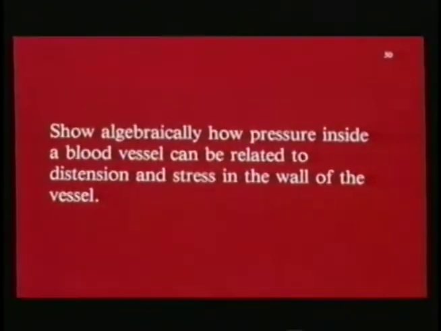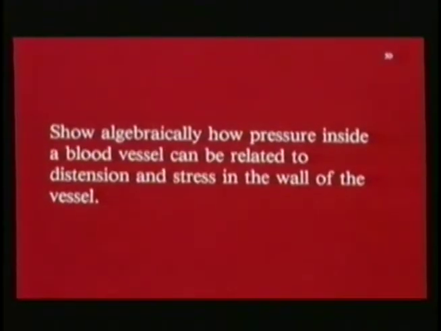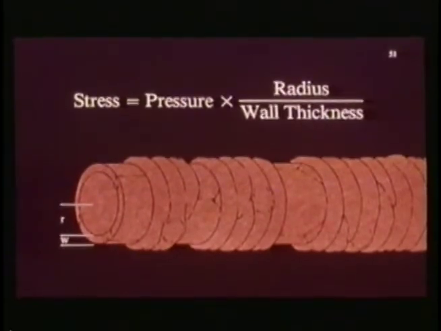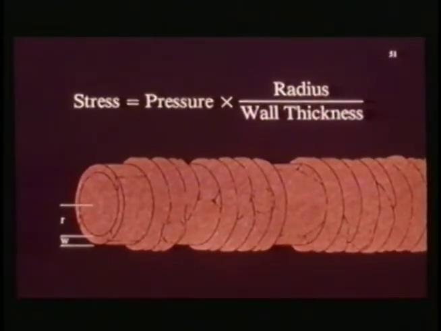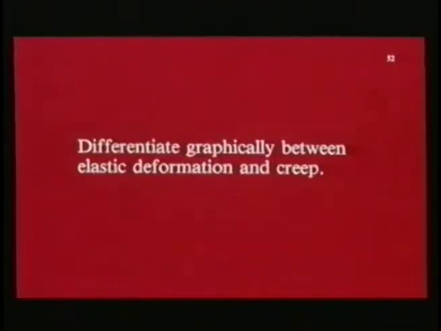50. Show algebraically how pressure inside a blood vessel can be related to distension and stress in the wall of the vessel. 51. Stress in the wall is determined by the pressure, vessel size, and geometry. Specifically, stress equals pressure times radius over wall thickness. 52. Differentiate graphically between elastic deformation and creep.